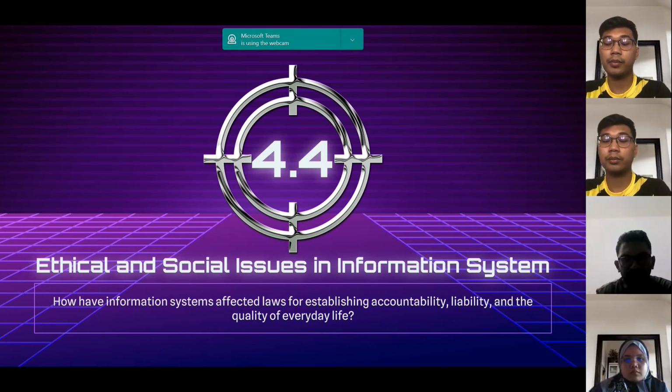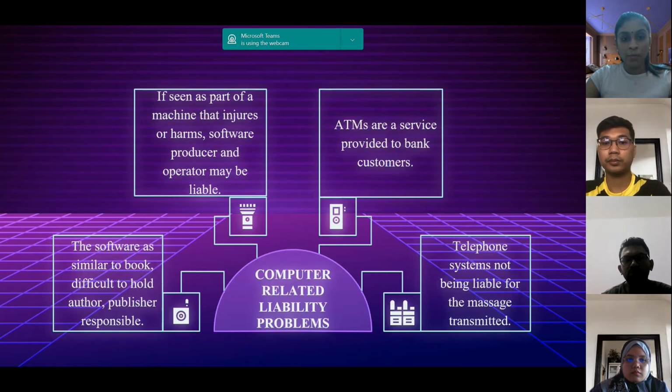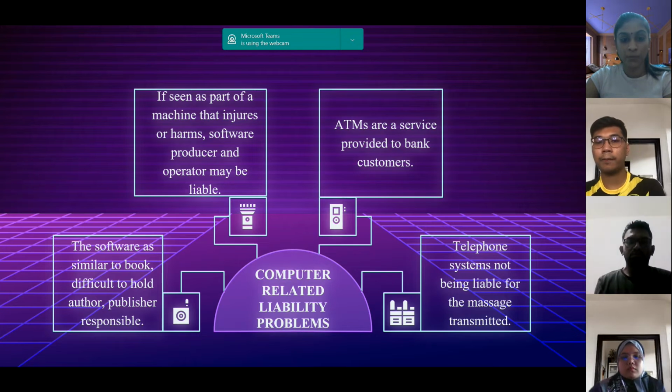Thank you, Lutfie. I'm going to present 4.4, how have information systems affected laws for establishing accountability, liability, and quality of everyday life. Computer-related liability problems. Software is similar to a book, so it is difficult to hold the author or publisher responsible. In general, it is very difficult to hold a software producer liable for software products that are considered to be like a book, regardless of the physical or economic harm that results. However, if it is seen as part of a machine that injures or harms, the software producer and operator may be held liable for the damages.